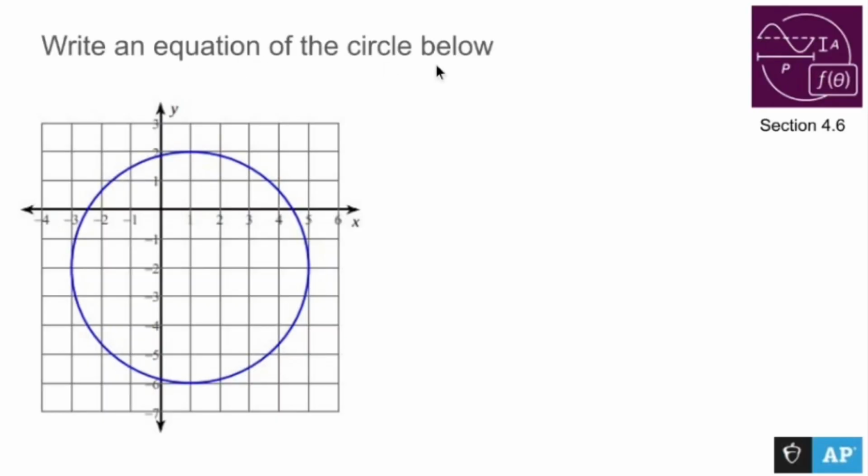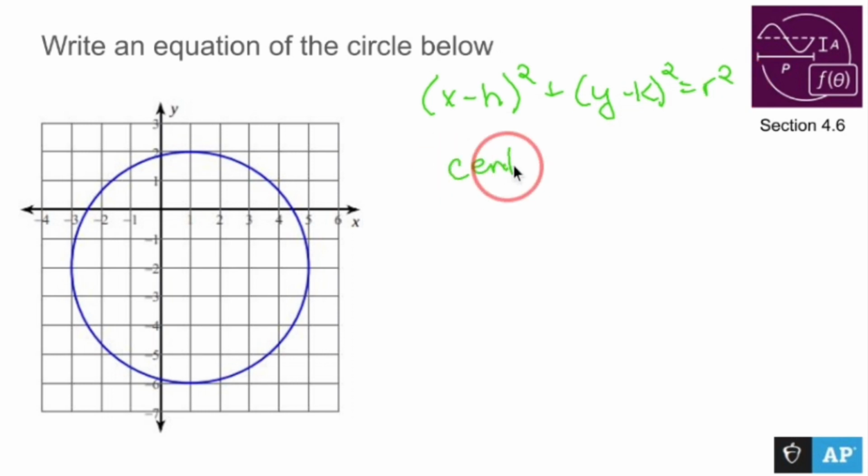Write an equation of the circle below. All right, well, we have a circle not centered at the origin. So whenever we have a circle not centered at the origin, we're going to think (x minus h) squared plus (y minus k) squared equals r squared. My center is (h, k).